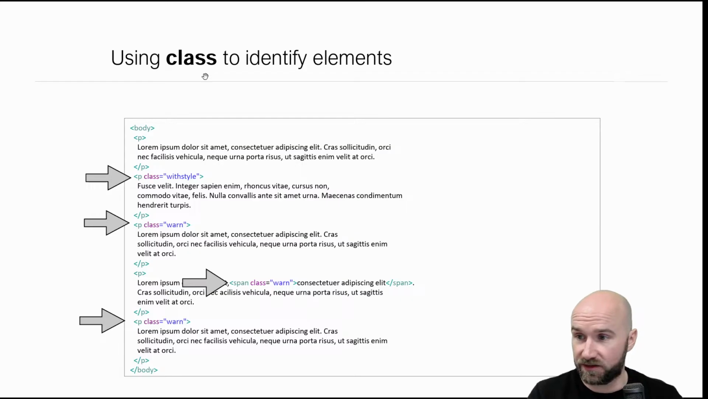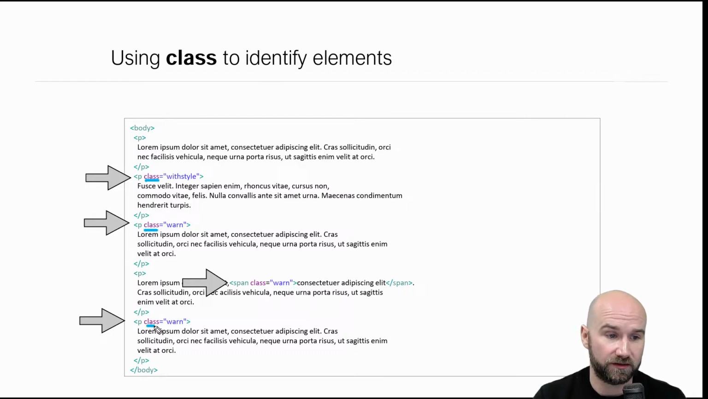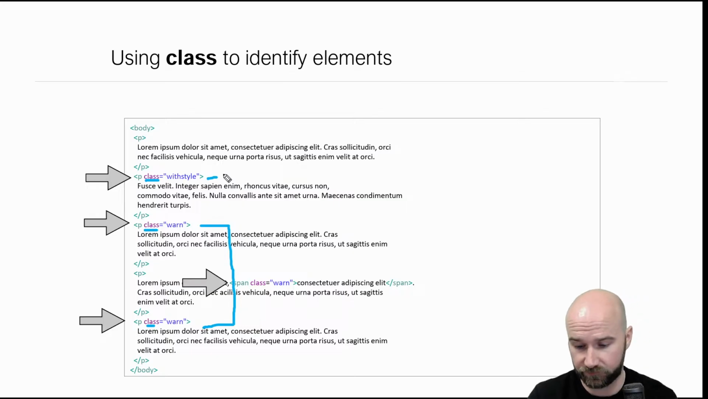So I guess this is our first time seeing this here. We have multiple different paragraphs, and we have the class attribute within those paragraphs. So we have a class of with style, a class of warning, and a class of warning as well. So we have 3 different paragraphs. The bottom 2 will be styled the same, and then the top one would be styled kind of independently.